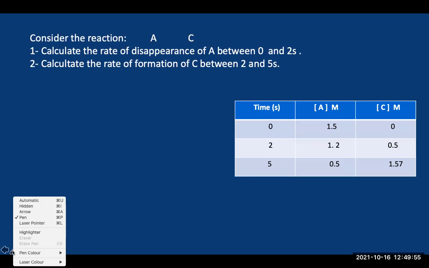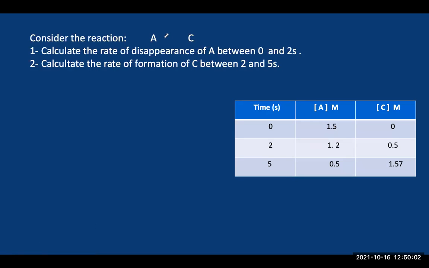Okay, let's do an example here. We have a reaction A gives C, and this is the reaction here. Calculate the rate of the disappearance of A between 0 and 2 seconds. So this is the concentration of A, and this is the concentration of C between 2 and 0. So this is the period here. This will be T initial, and this will be T final, and this is the initial concentration, and this is the final concentration.